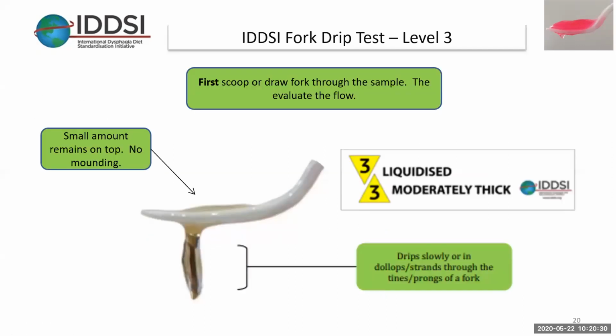For moderately thick level 3 liquids, you simply scoop or draw the fork through the liquid and evaluate how it flows through the tines. There should be a small amount that remains on top of the fork and no significant mounding, and the drink should drip slowly or in dollops or strands through the tines. We have a video to demonstrate that here.